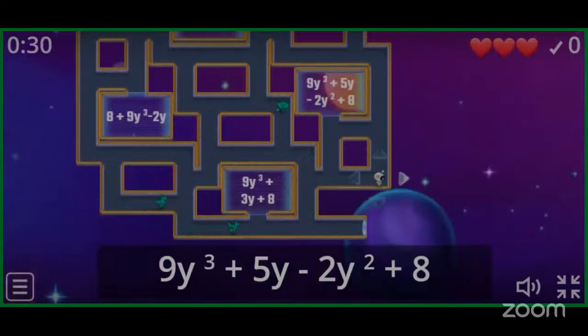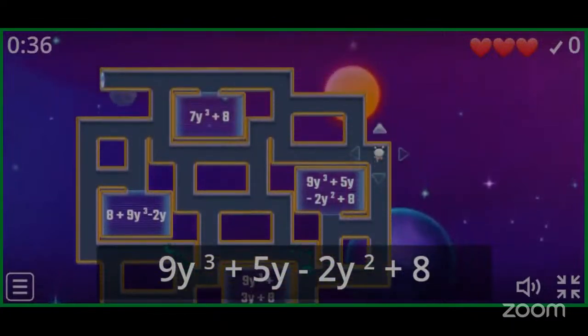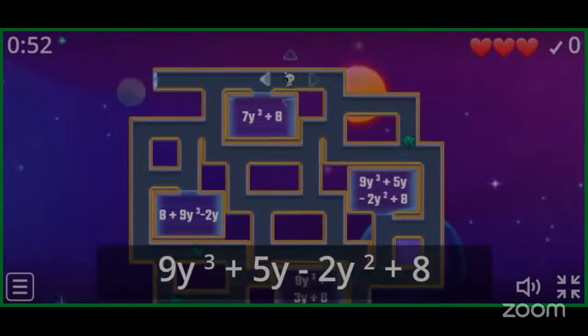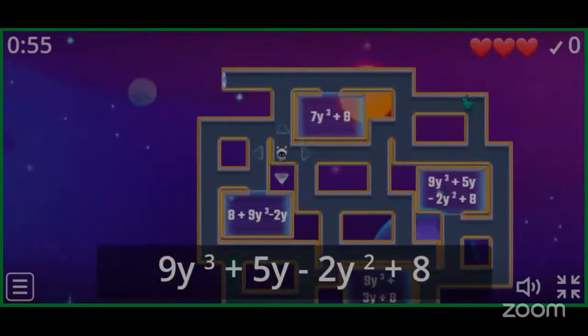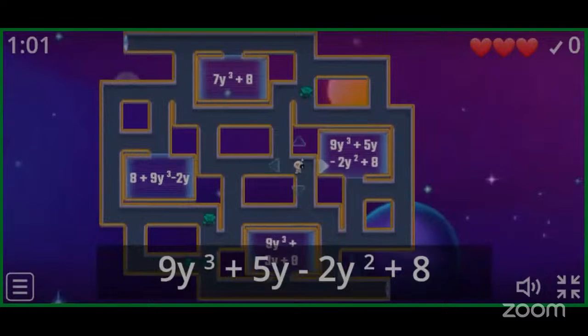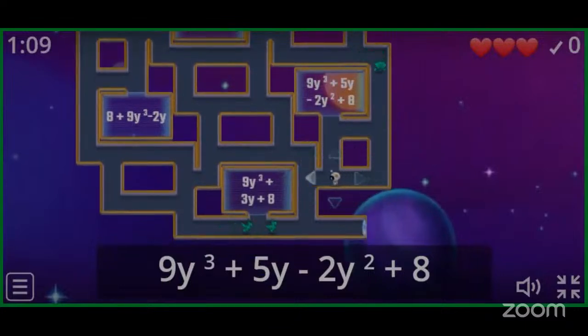So we've got 9 amounts of y cubed. We've got 5 amounts of y. And we've got minus 2y squared plus 8. Now, the thing about this is even though these terms are all types of y, we can't take away a power amount of a group of y unless it's taken away from the same type of power. If it's not, then literally we can't really change it. It has to stay exactly the same as it is.